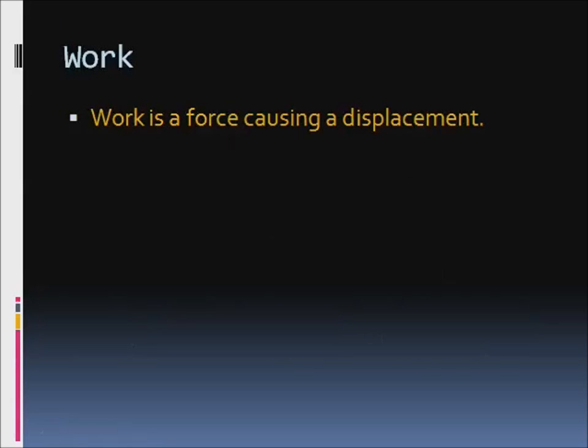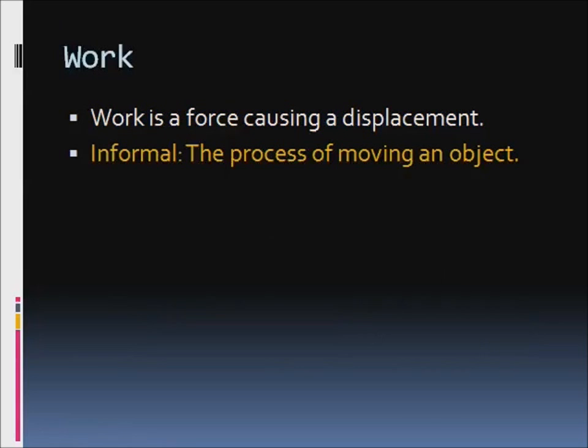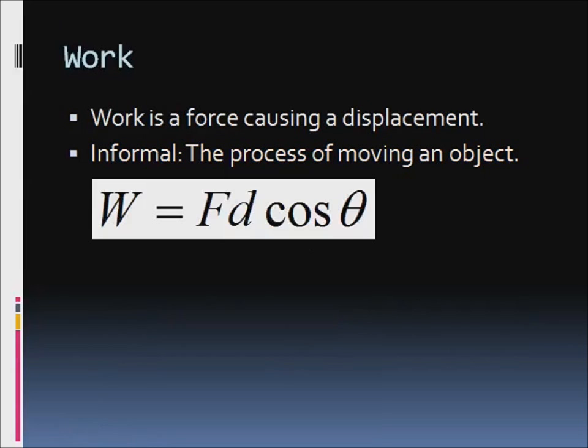To give you a picture of it, if we have a box and we apply a force F at some angle theta, what we're really doing when we say force times distance cosine theta is we're taking the force component that's in the same direction as the displacement. So we would have that total force F times the displacement d times the cosine of the angle theta.